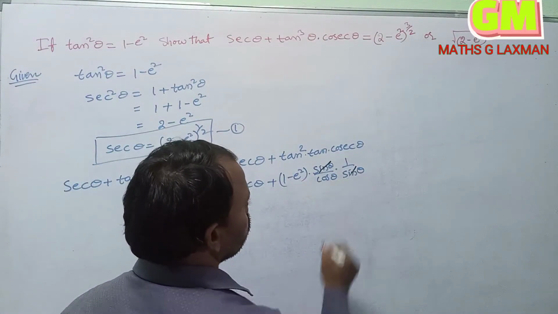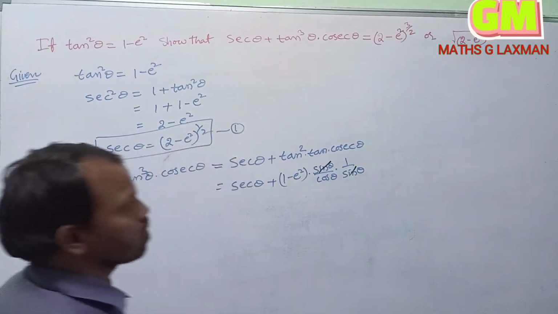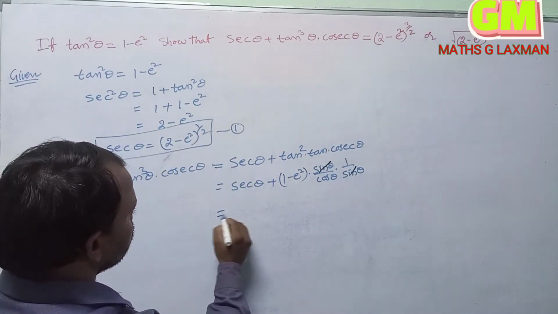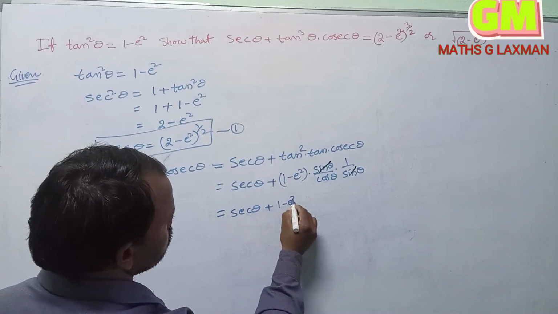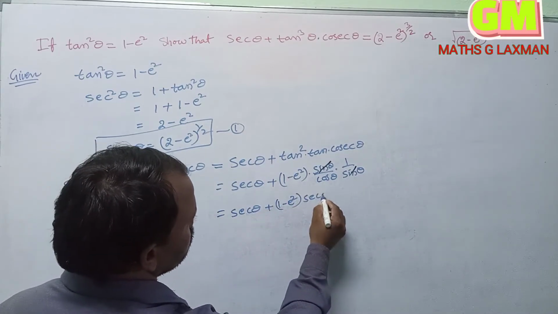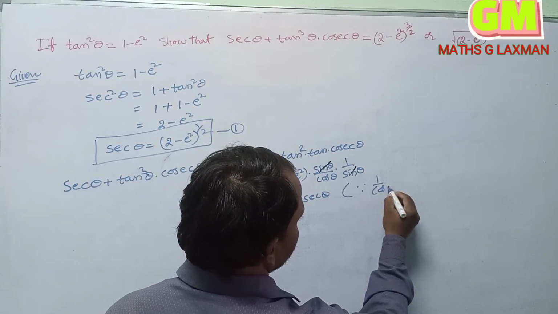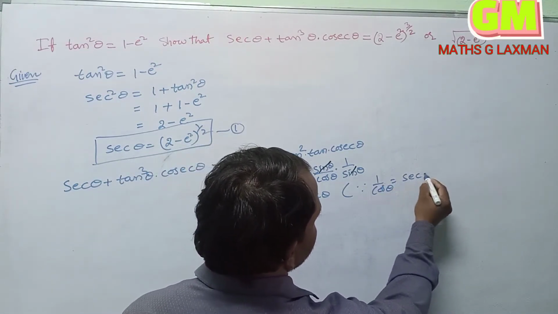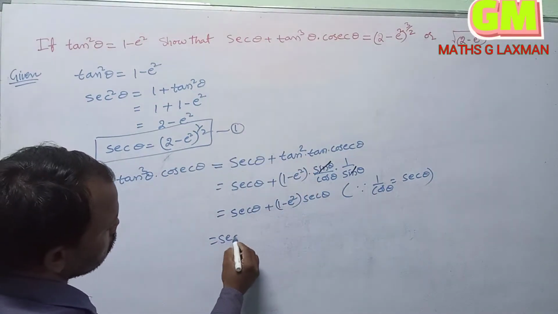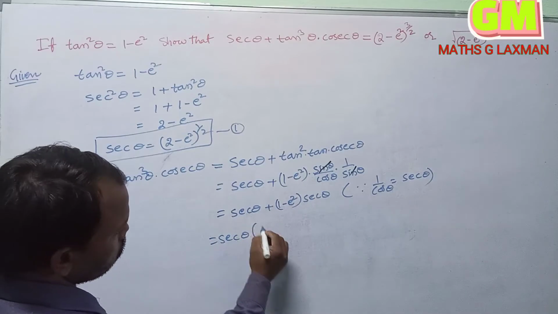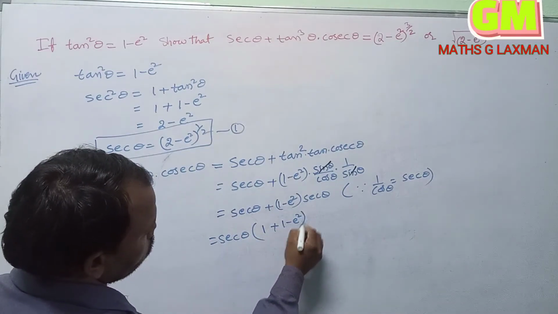sin theta will be cancelled. Then what is left over? 1 by cos theta. 1 by cos theta is nothing but secant theta. So secant theta plus 1 minus e square into secant theta. Since 1 by cos theta which is equal to secant theta. Now take secant theta as a common. Secant theta is a common. So here 1 is left over. Then 1 plus 1 minus e square.